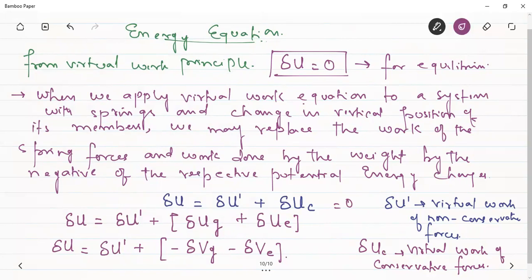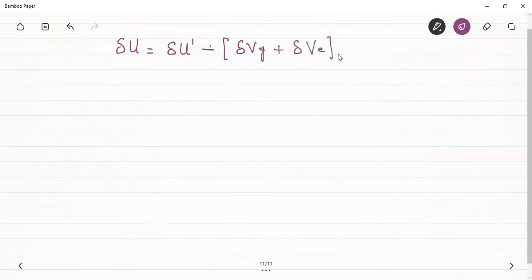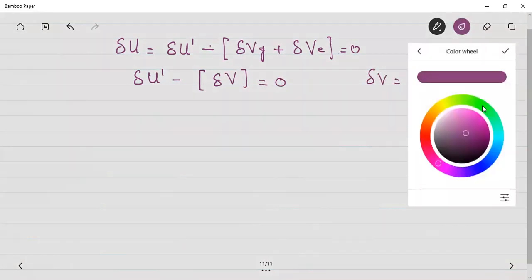Now further, I can modify this statement. Delta U can be written as delta U dash, taking this minus out of the brackets, minus (delta Vg plus delta Ve), and this has to be 0. Now we can say that delta U dash minus delta V is equal to 0, where delta V is the total change in potential energy.